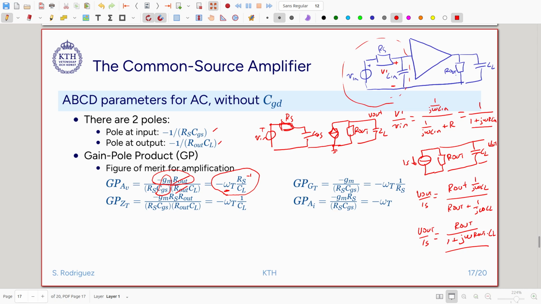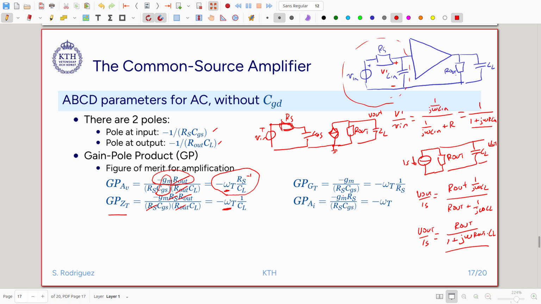We can do the same exercise for the others. For instance, for the transimpedance amplifier, we calculated the gain before. Now we multiply by the poles, and in this one we will have the following expression. Also, it tells me that if I want to increase this figure of merit, I will need to increase omega t, the transient frequency.